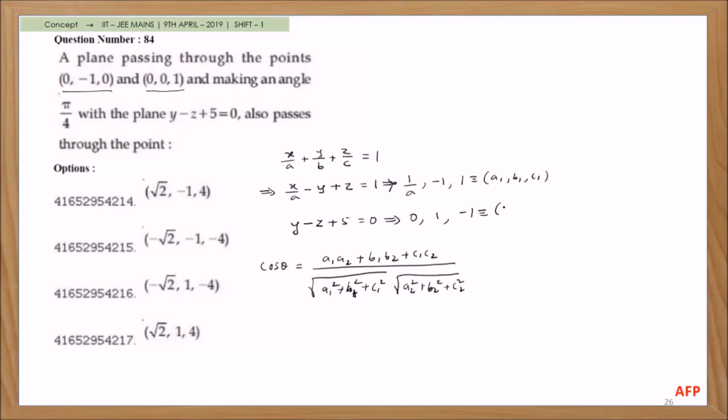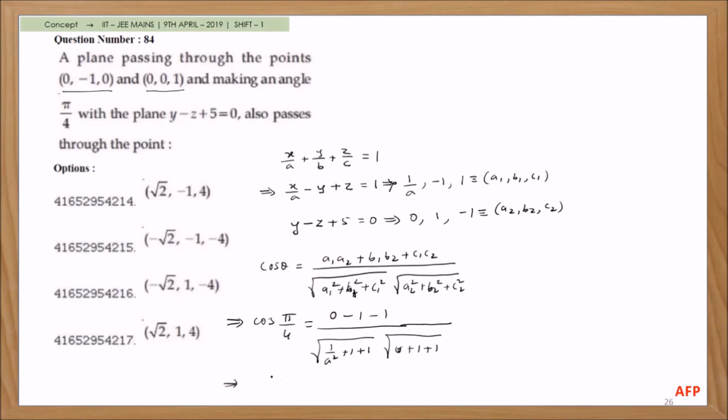So this is equivalent to a2 b2 c2. Okay, so this implies the angle between the two planes is 45 degrees, that is cos 45. So here if you multiply 0, you got, multiply minus 1, you got, divided by square root of 1 by a square plus 1 plus 1 square, into square root of 0 plus 1 plus 1 square. So this is what we are having.